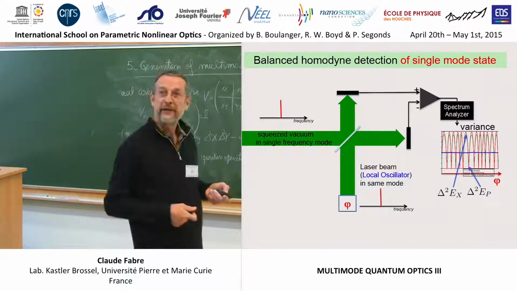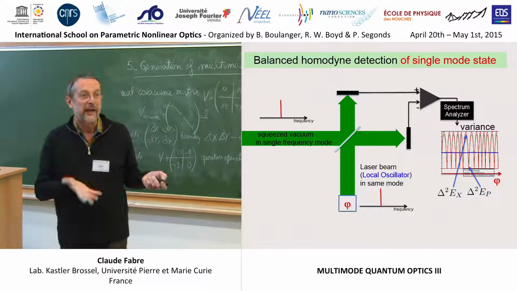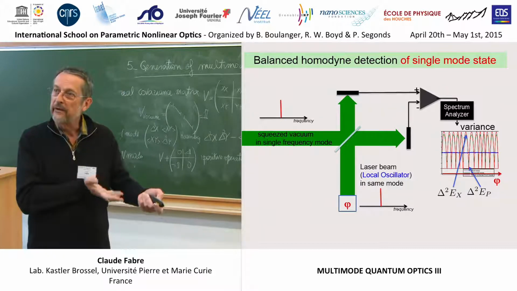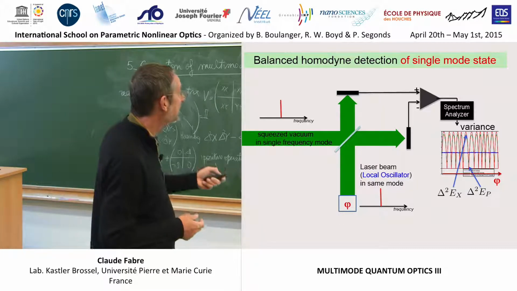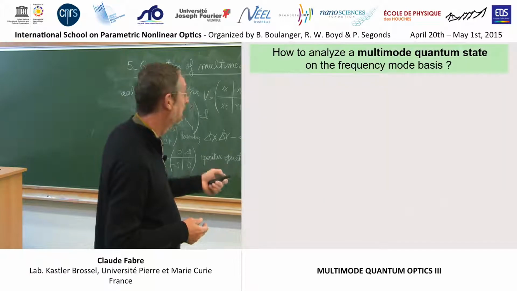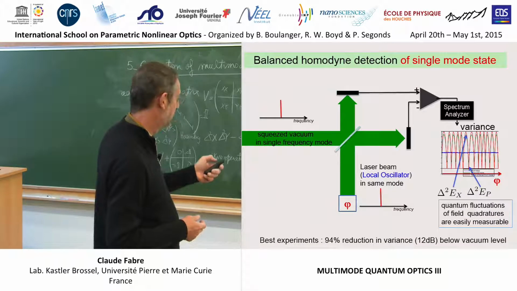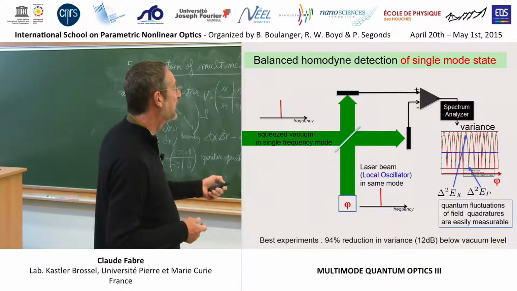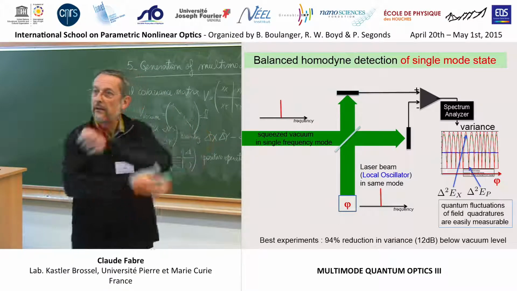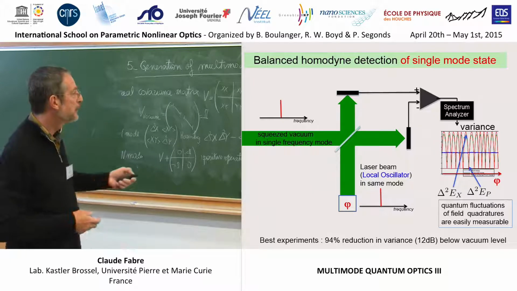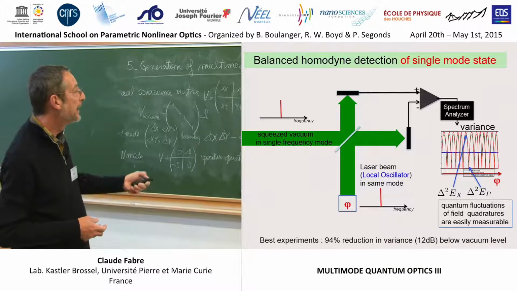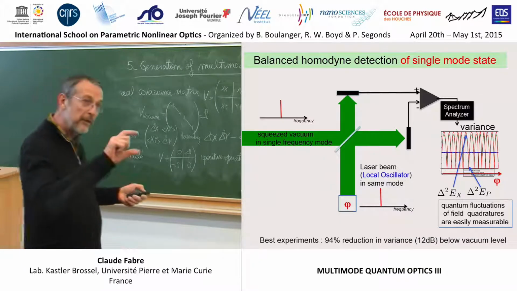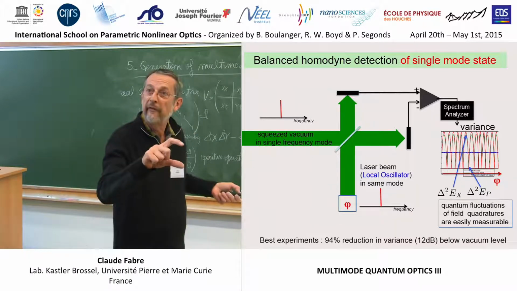Then, instead of just looking at fluctuations, you use a spectrum analyzer, which transforms fluctuations into a signal. So you have a signal which varies from a big value to a small value, big value, small value, according to the rotation of your ellipse. This is the kind of signal that you expect. And you have to verify that the minimum variance is smaller than the vacuum variance.